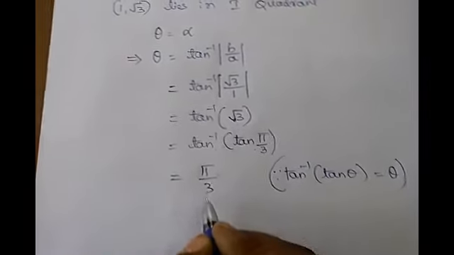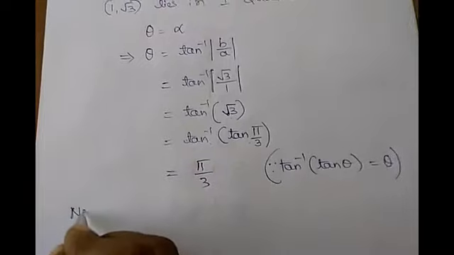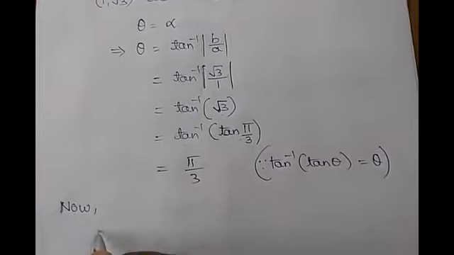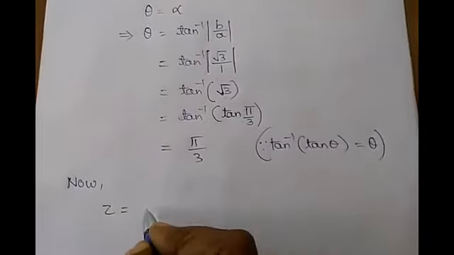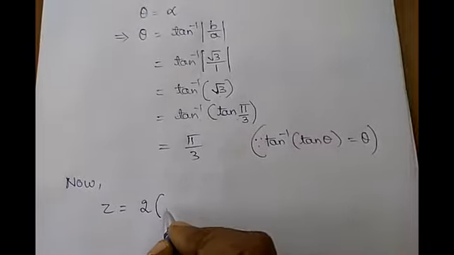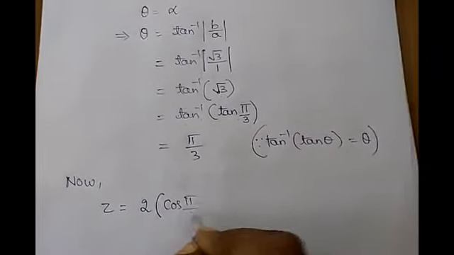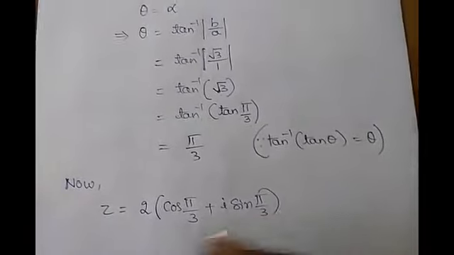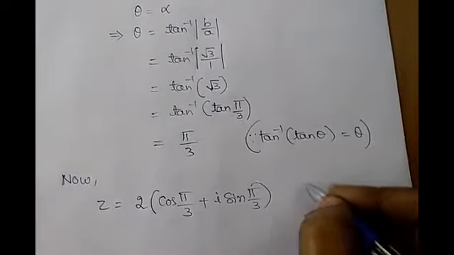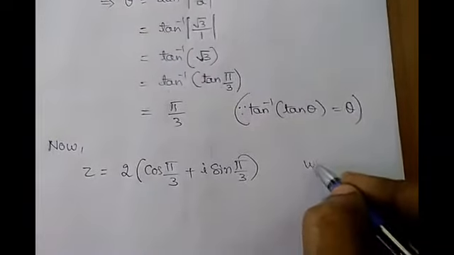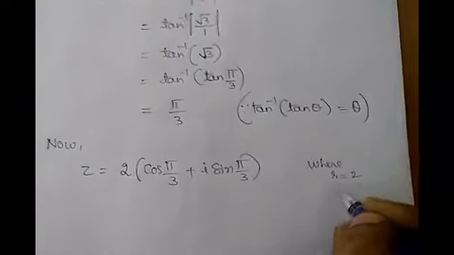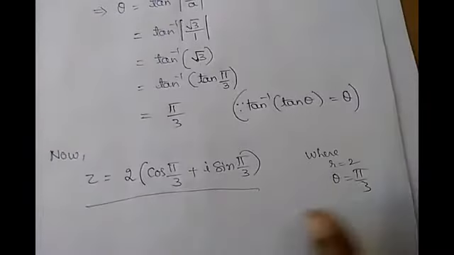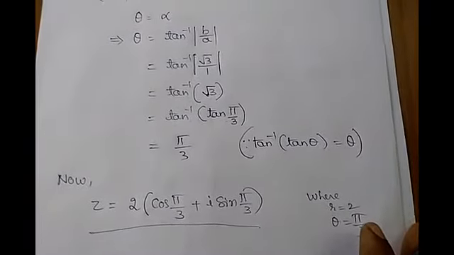Therefore, argument theta equal to what? Pi by 3. Now, the polar form or modulus amplitude form of the given complex number is Z equal to R, which is 2, into cos theta, which gives cos of pi by 3 plus i sin pi by 3, where R equal to 2 and theta equal to pi by 3. This is the required modulus amplitude form of the given complex number Z.